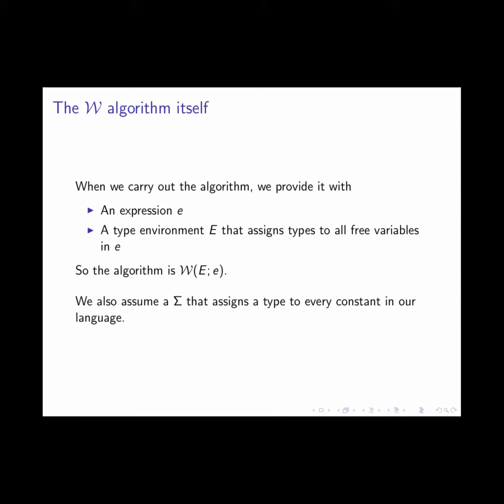We're also going to assume that out there we have a constant type environment, sigma, that assigns a type to every constant in our language. In our case, it's really quite straightforward, namely that the type of the constants true and false are bool, and the type of 0 is int, and the successor function is a function int to int.